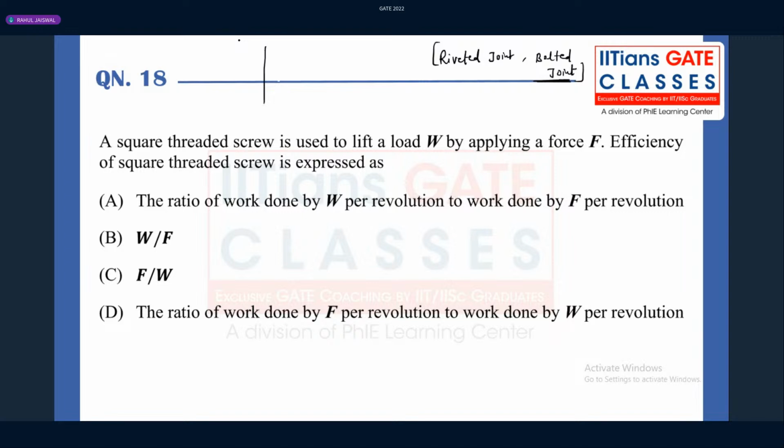Now, what is a simple square thread? If you see a simple square thread, the angle between here and here will be 90 degrees. And the pitch from here to here is nothing but P. This is also P by 2. Because it's a square, whatever the dimensions are, they are exactly the same.